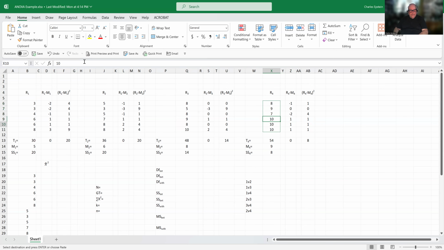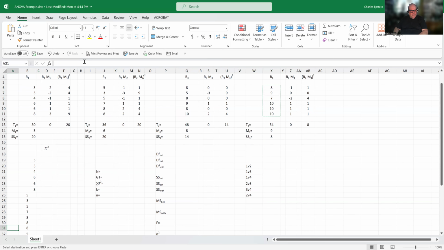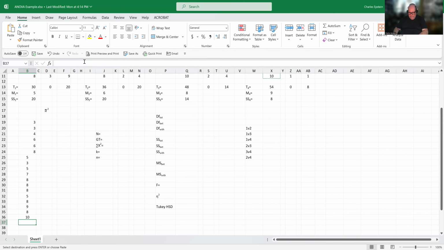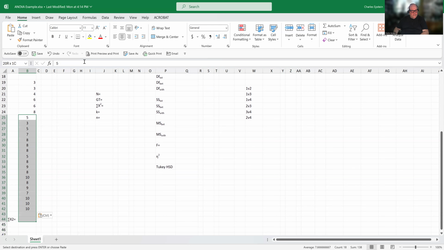And I copy it, and I put it down here. Okay, so I should have 24 scores. Let me just edit this for a second. I kind of like symmetry.